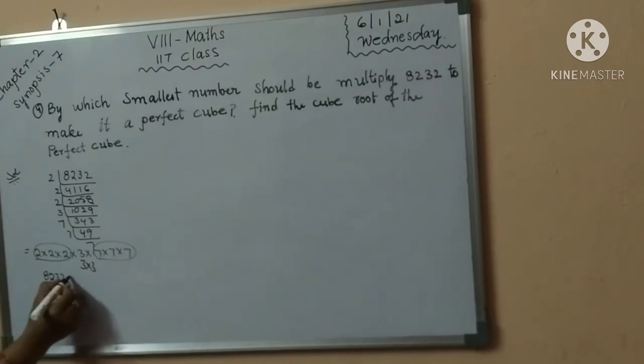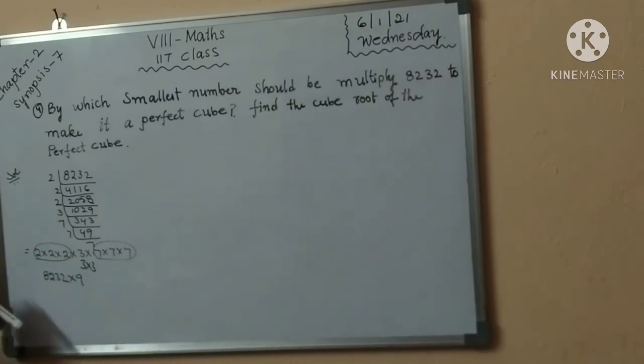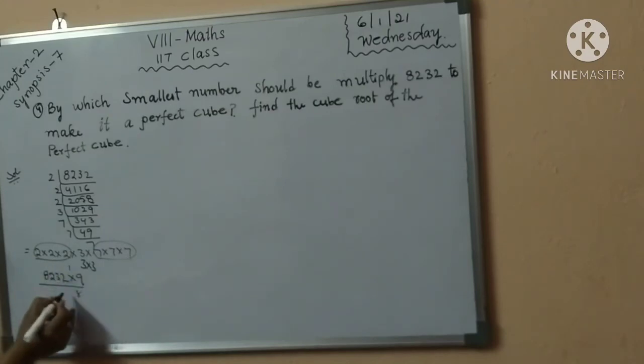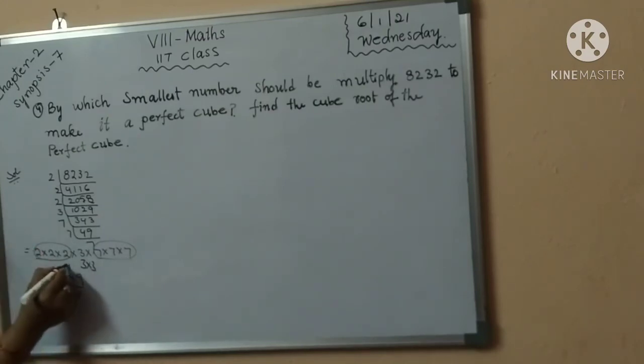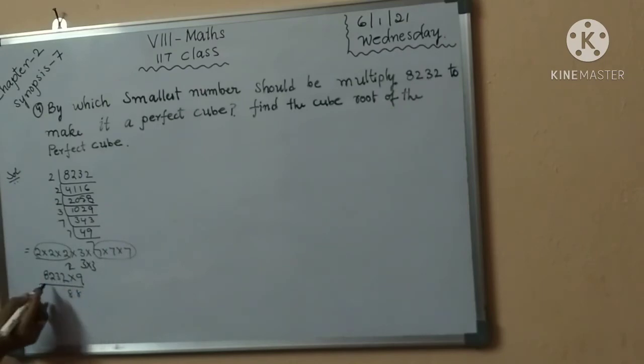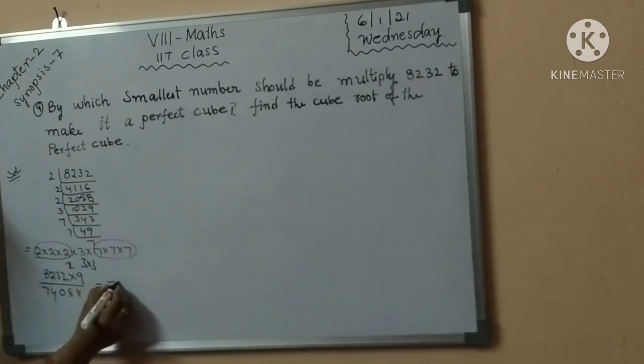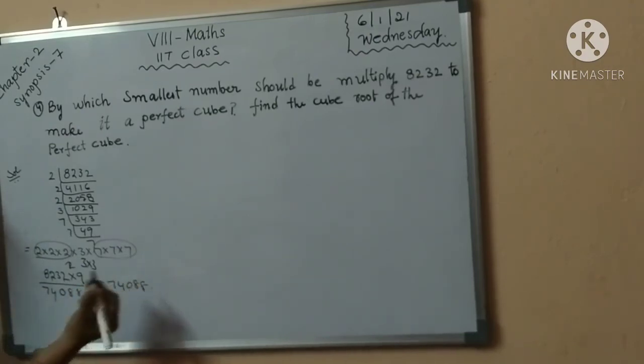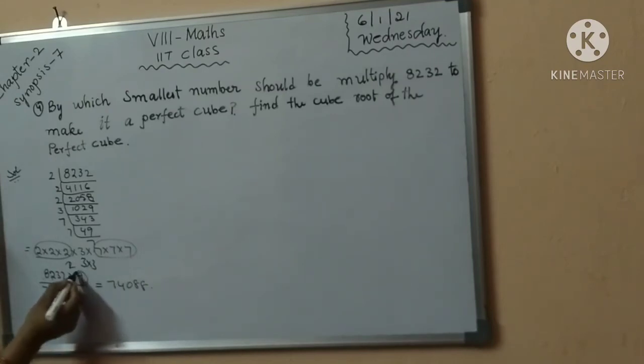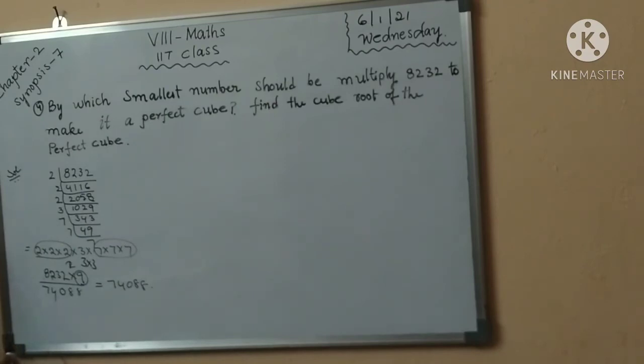8232 into 9. Doing that multiplication, we get 74,088. So that is the product with 9. Then, multiplied by 9, we take the cube root of 74,088.